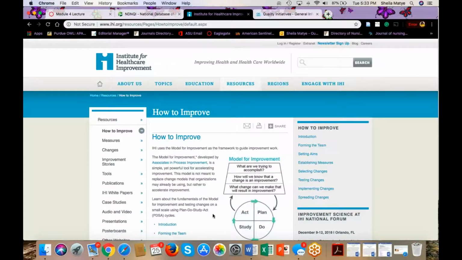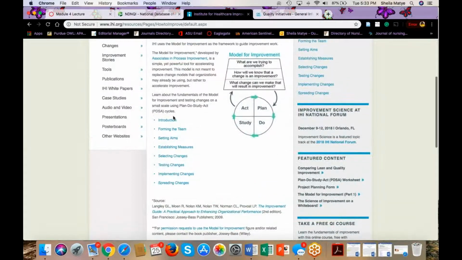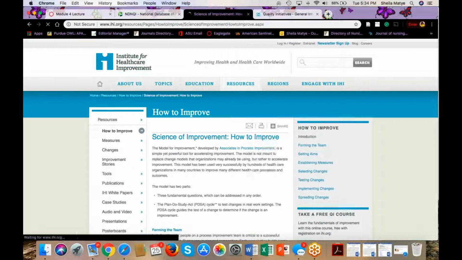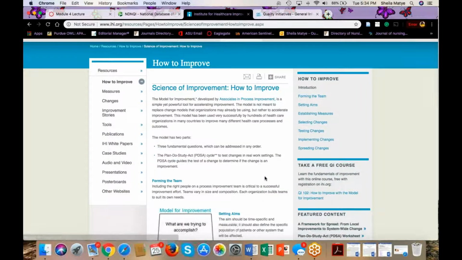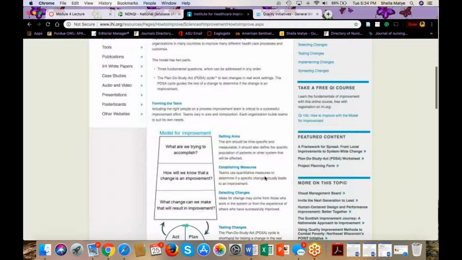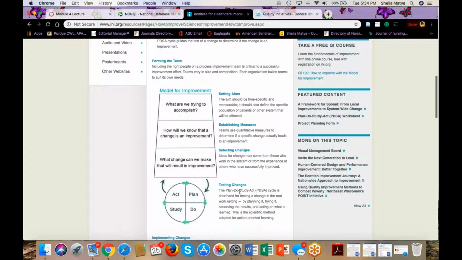Okay. And so what you can do is they have live links, which is awesome. So let's look at what they say about the introduction. So how to improve. And so this is when they talk about the plan: forming teams, setting your aims, your measures, selecting changes, testing changes. And so this just kind of gives you more of a visual about what you need to write under that Plan, Do, Study, Act. It's not going to do it for you, but it's going to give you a visual of what am I trying to capture here? What are they wanting under this?